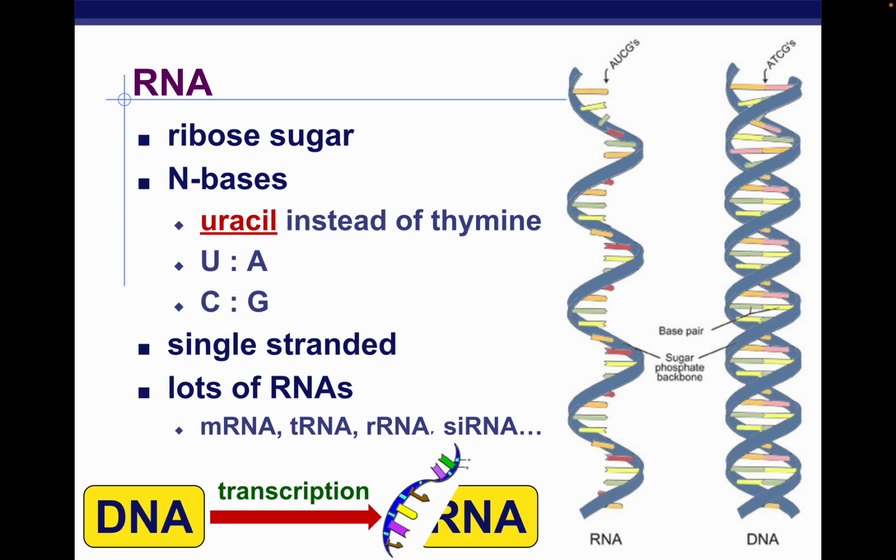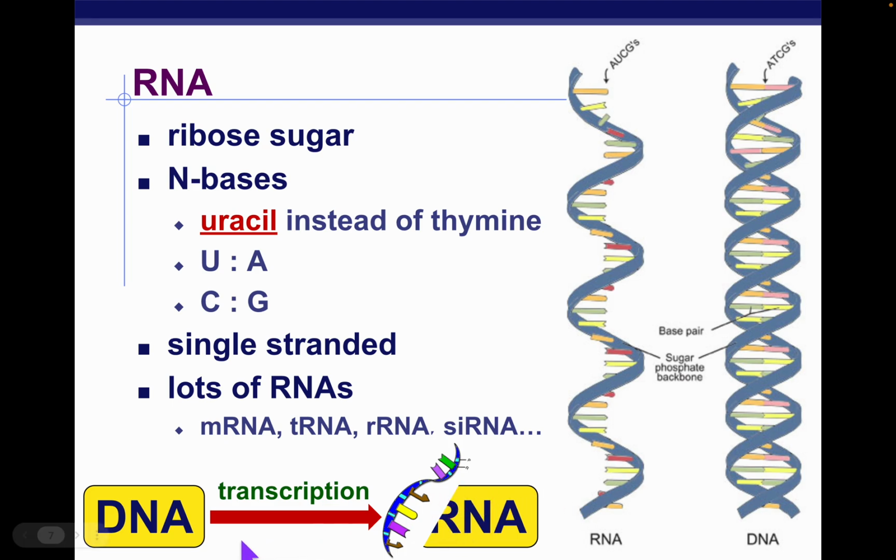It's single-stranded, and there are a lot of different types of RNA. mRNA is messenger RNA. tRNA is transfer RNA. rRNA is ribosomal RNA. And siRNA is something that we're going to talk about at the end. So we're going to talk about DNA. So DNA gets turned into RNA.